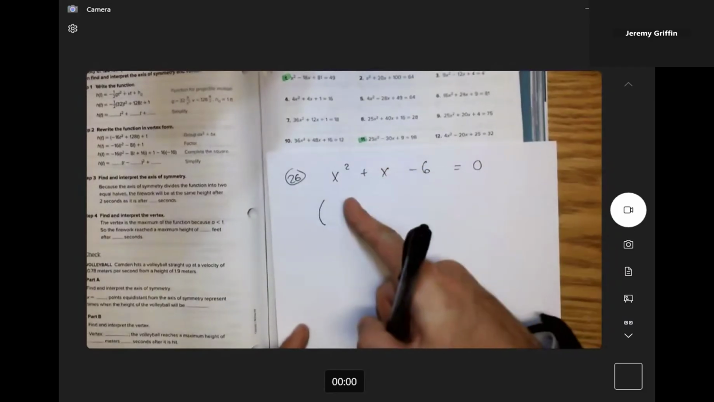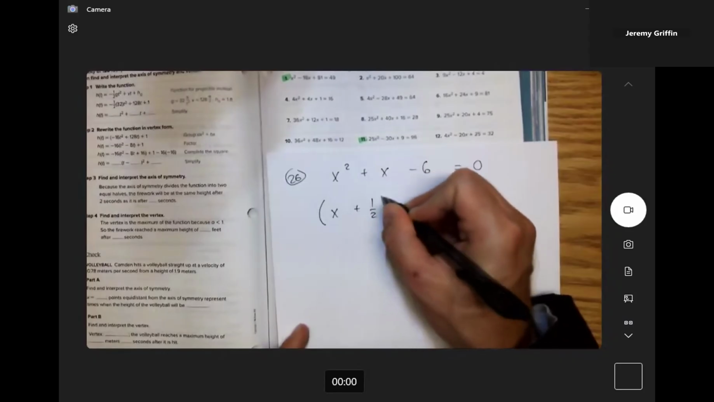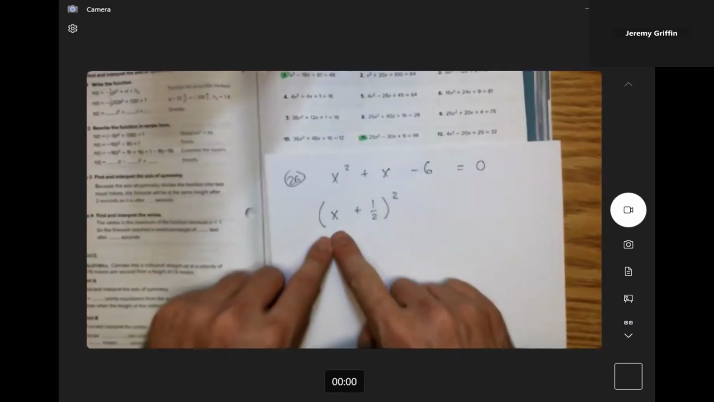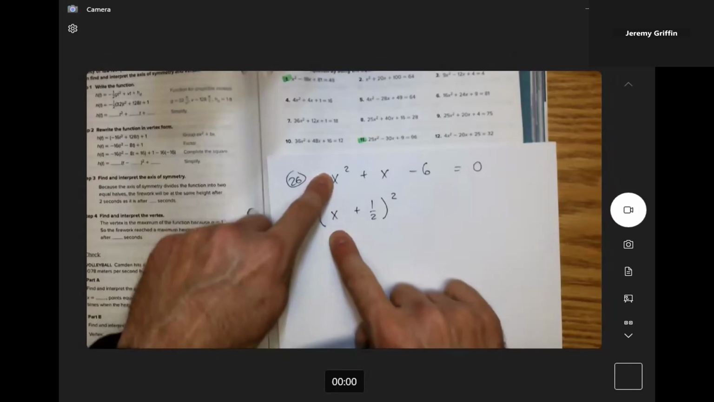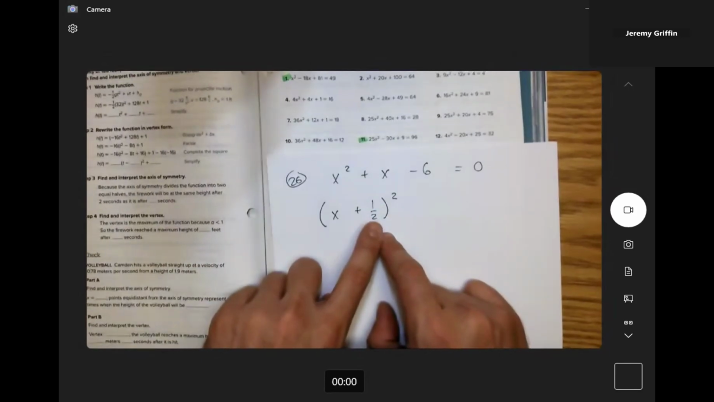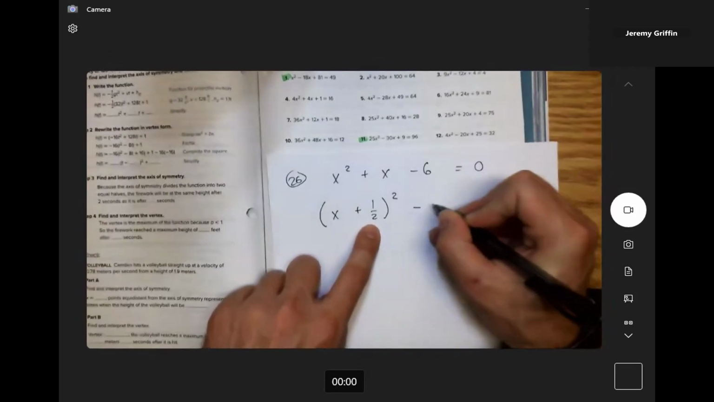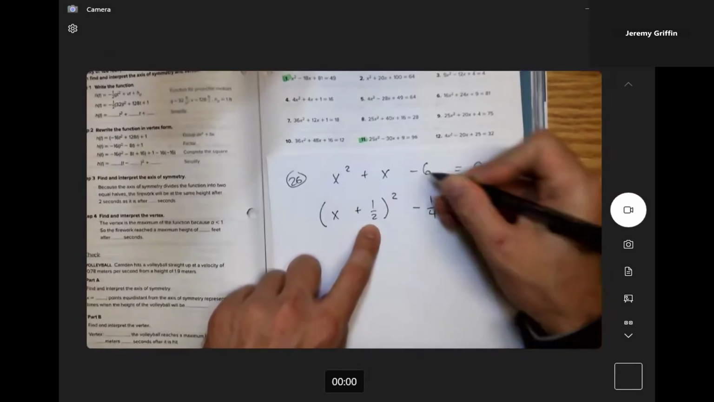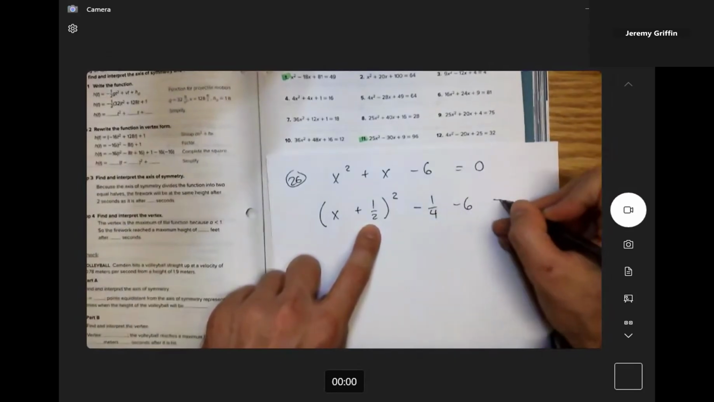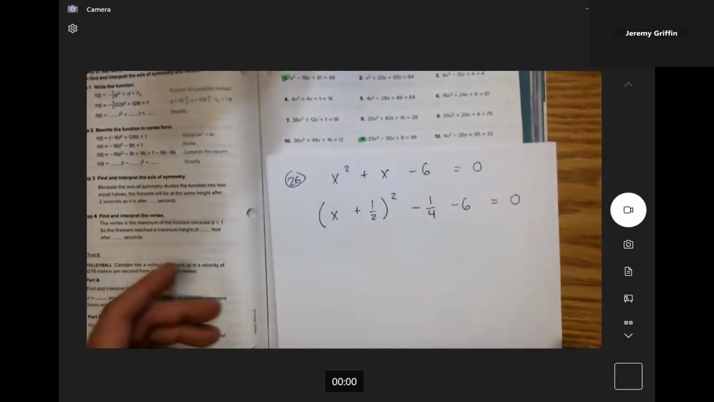We work with this first. If I do x plus a half and then square that, x times x is x squared. 1/2 x and 1/2 x makes x. But 1/2 squared is 1/4, so I have 1/4 too much. So I have to restore balance by subtracting a quarter. Now I've still got this minus 6. I haven't touched it at all, and this is still equal to 0. So yeah, that's one way to complete the square.